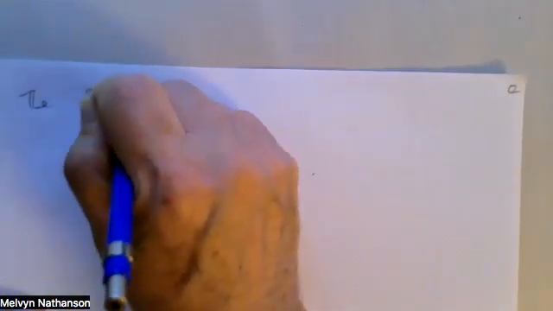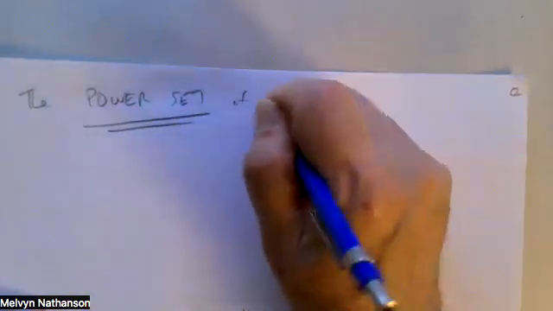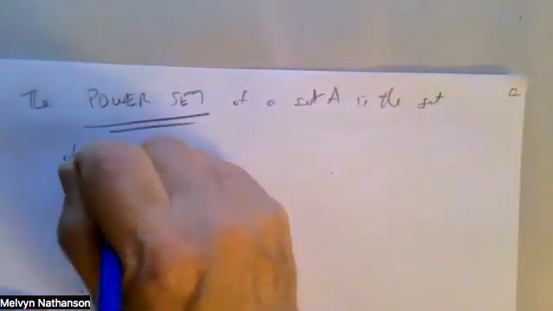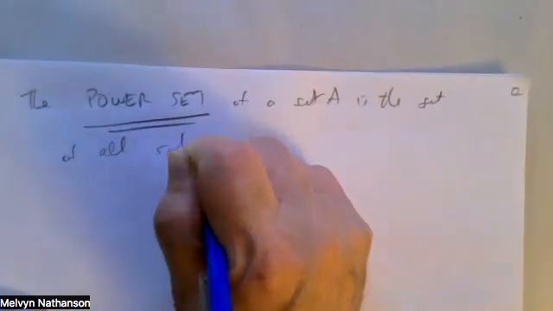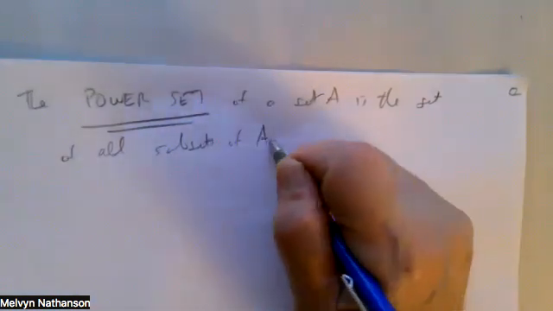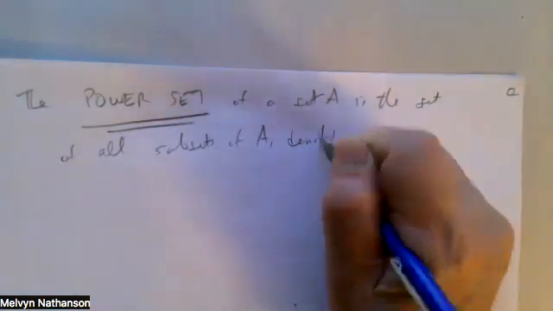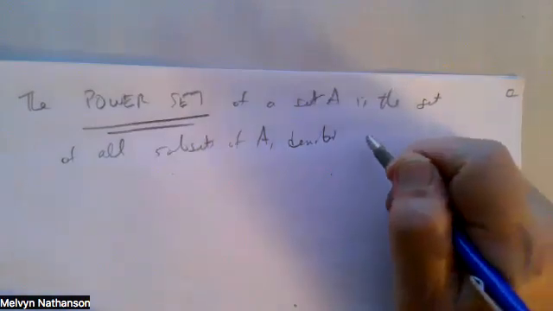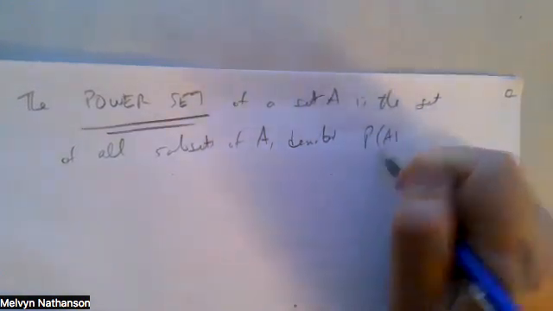So let me define the power set of a set. The power set of a set A is the set of all subsets of A. And it's denoted by a script P, for power set of A.